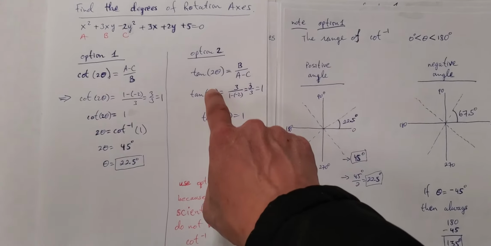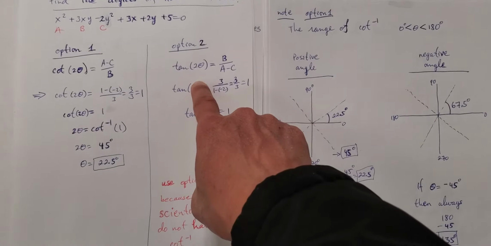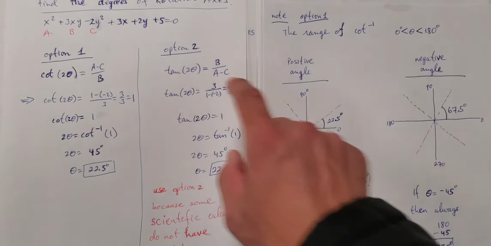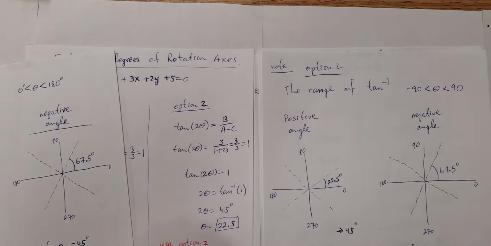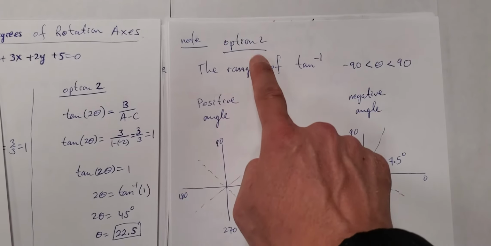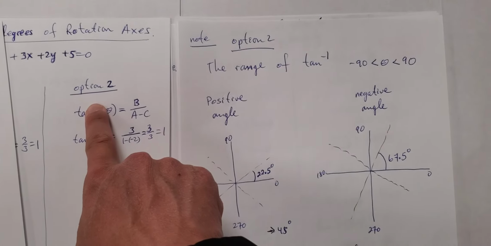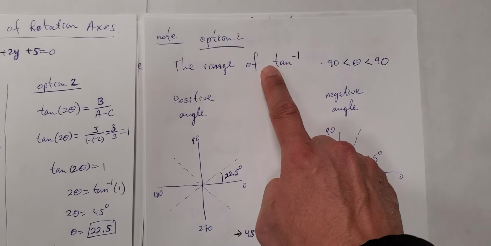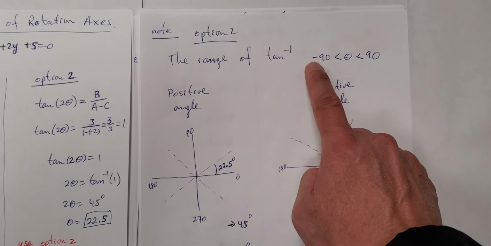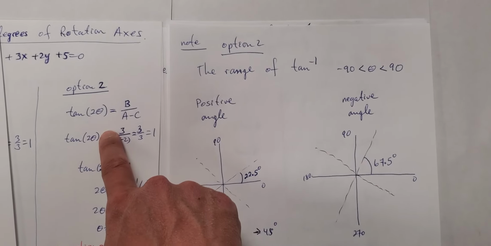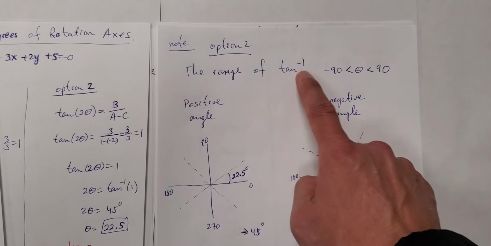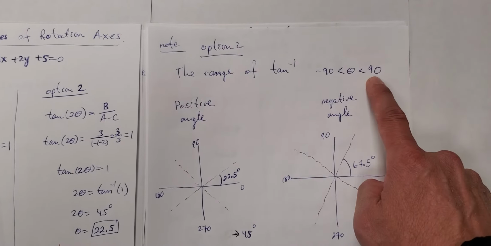But I need to make a note of option 2 because most of us will use tangent. Okay, so same thing. For option 2, when we use option 2, the range of inverse tangent is from negative 90 to positive 90.